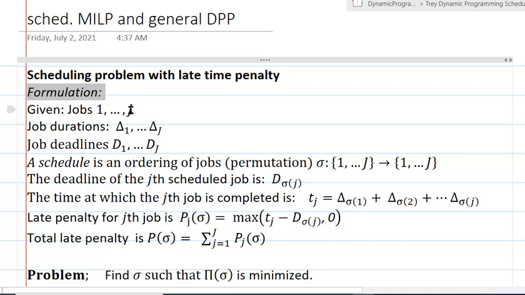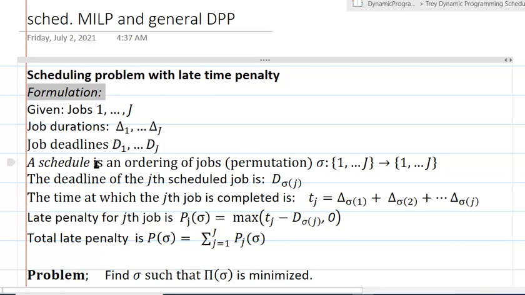All right, so we're given capital J jobs. The job durations are delta 1 through delta J. I chose this notation delta to emphasize that delta is a duration and it's not an absolute time. So it's not Tuesday at 4 p.m. It's 6 hours or 7 hours. That's how long the job takes. Now we also have the job deadlines. These are fixed times, D1 through DJ. All right, so deadline is D, duration is delta. I hope that notation makes it easier to remember.